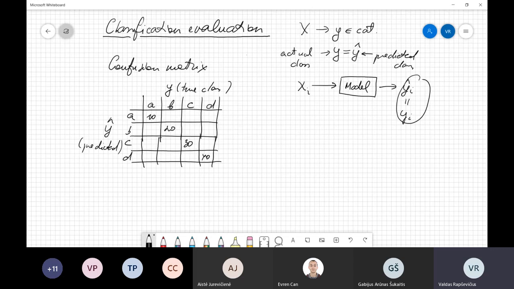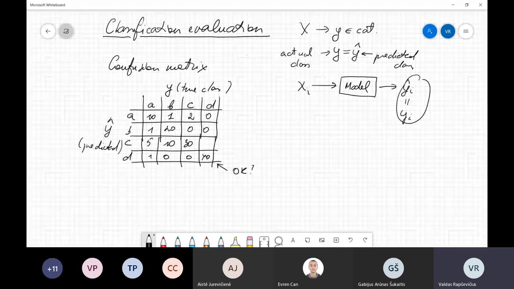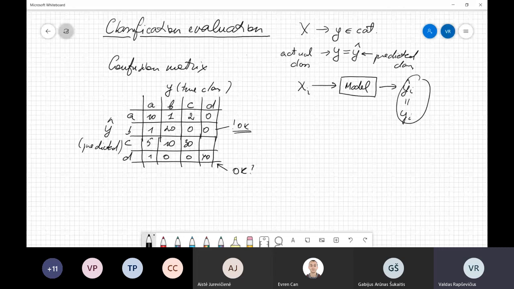So maybe we expected B but got A. This was one case, two cases. We want these to be zeros. In an ideal case, these would be zeros. Sometimes they have a lot of observations falling into these cells. The diagonal is okay, because what we expected is what we got from our model. All the others are not okay, and we have to evaluate what's actually happening.